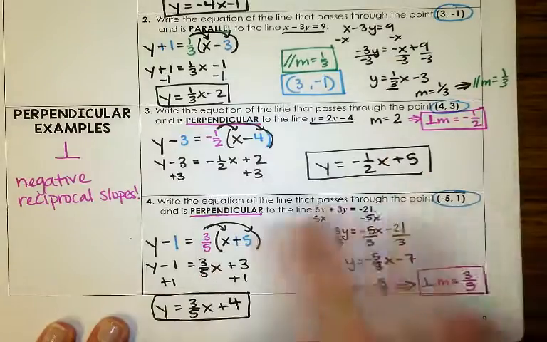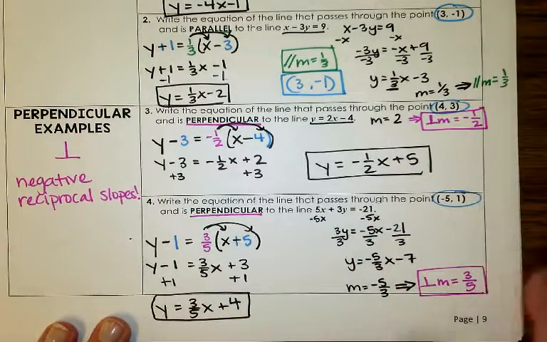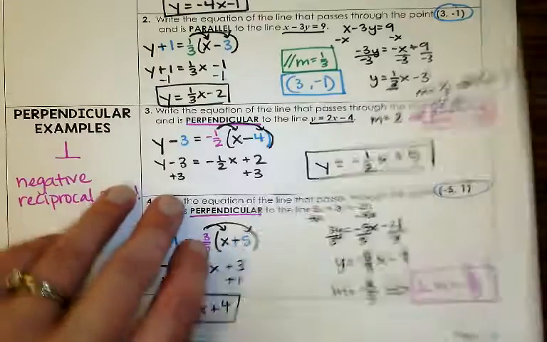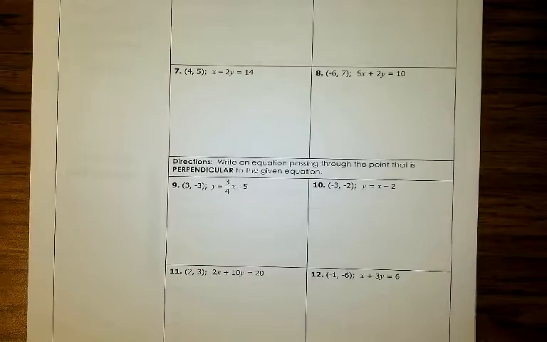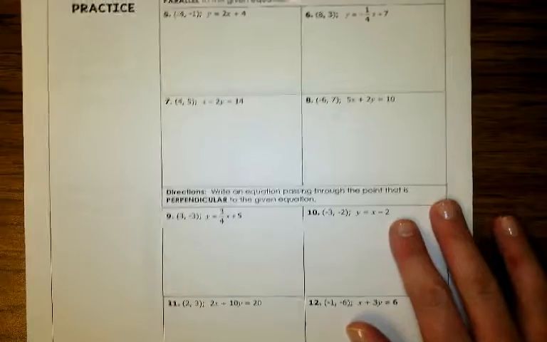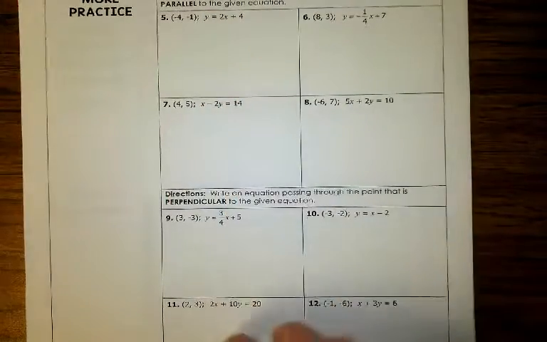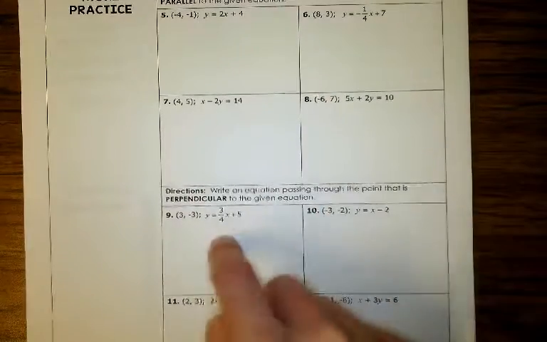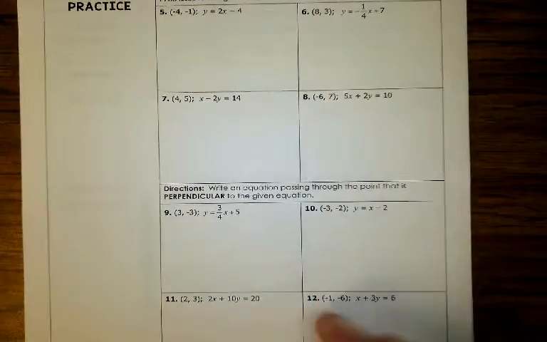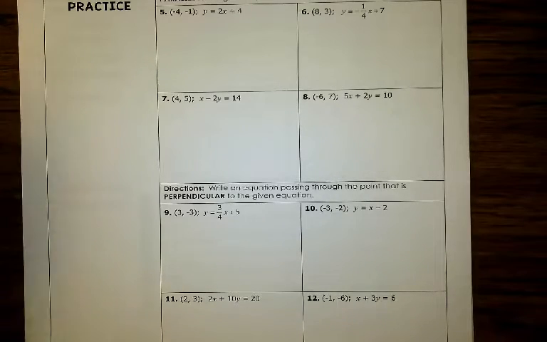So on this last page here, for page 10, what I want you guys to do is go ahead and do one from each row. So pick 5 or 6, pick 7 or 8, pick 9 or 10, and pick 11 or 12. If you just want to do all the odds, that's fine. If you want to do all the evens, that's fine. And then you guys can check your answers there. So pick one from each row.